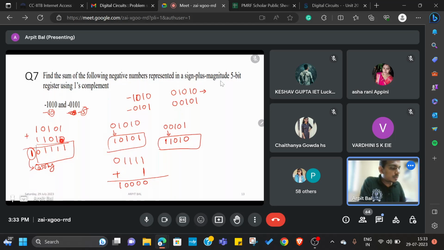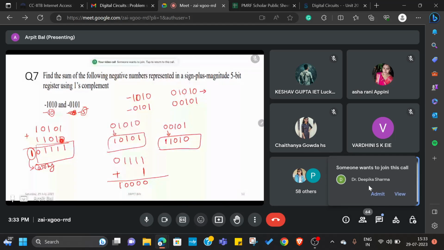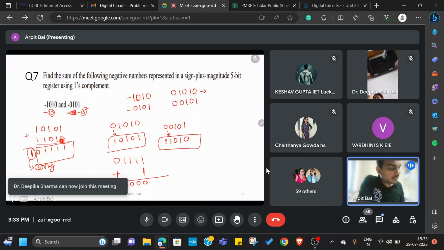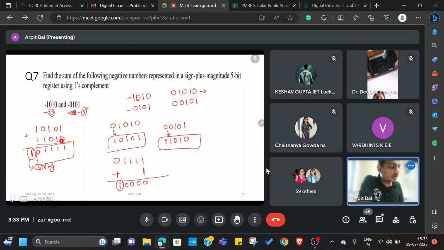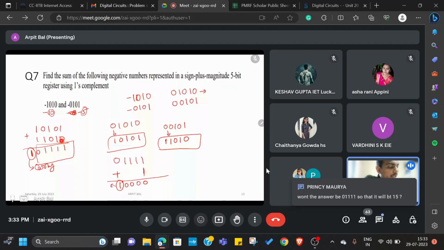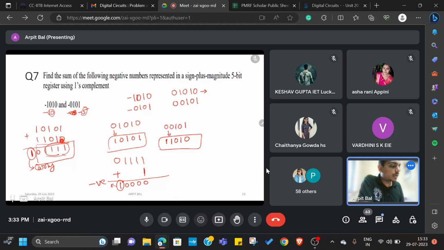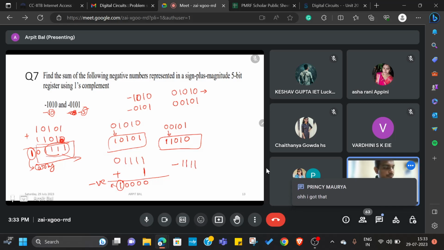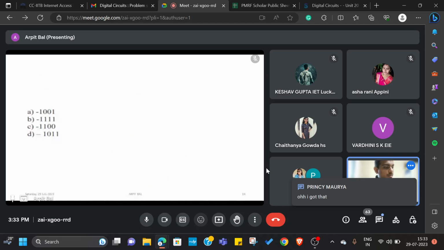Yeah, so this is the final answer, and we can see that we have a 1 at this position. So it indicates that the number is negative. Whatever value we obtained here is going to be the final ones complement value. So we can represent it like this: minus 1 1 1 1. So option B is our answer.